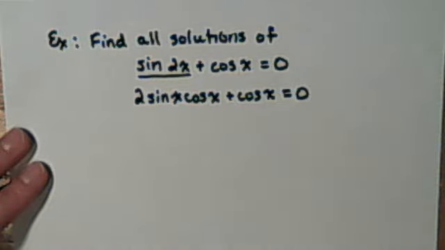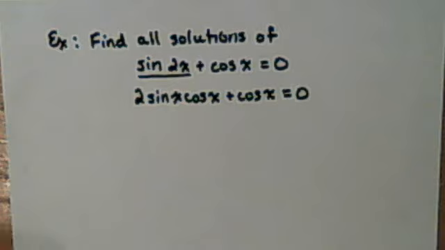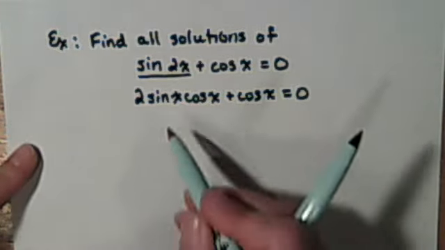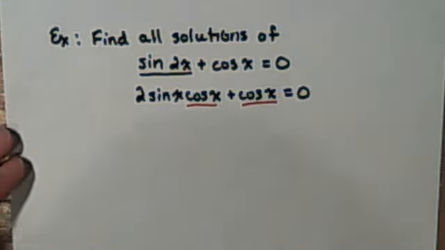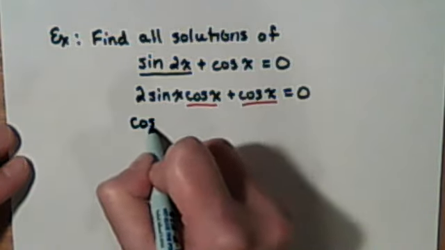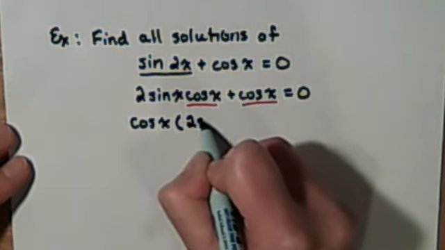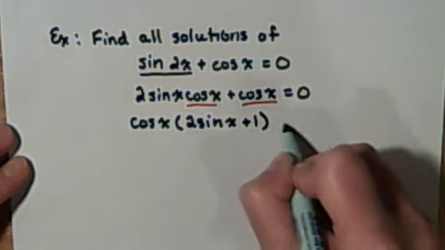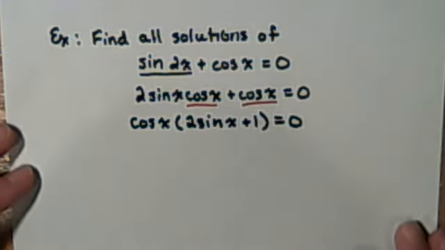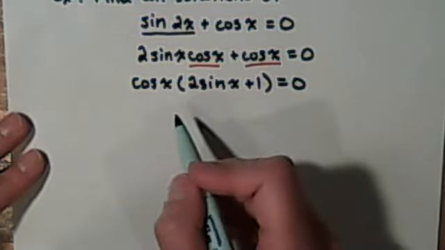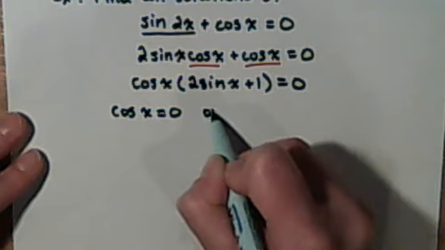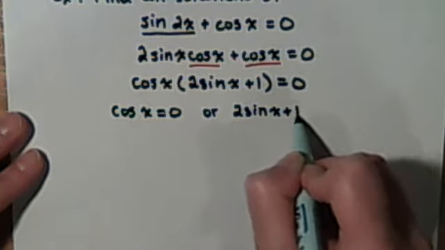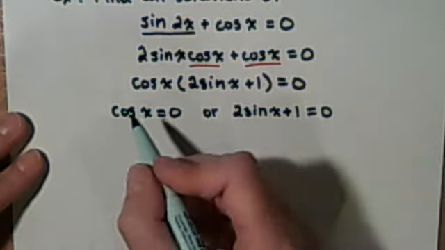This should look familiar to other problems that you've solved now. Now, what strategy do I use here? Well, I have two terms that seem to have a common factor in them. So what I'm going to do here is pull out that cosine of x, and then what I'm left with is 2 sine of x plus 1 is equal to 0. So basically, I have my zero factor property, which allows me to say that cosine of x has to equal 0, or 2 sine of x plus 1 has to equal 0. And I can solve those two down.